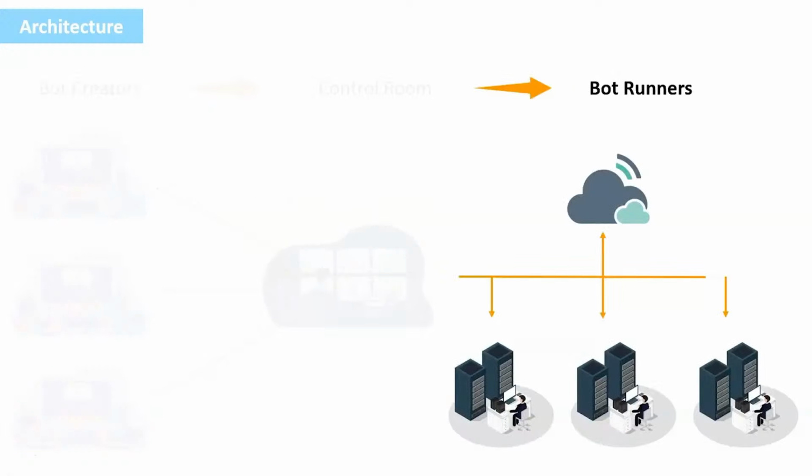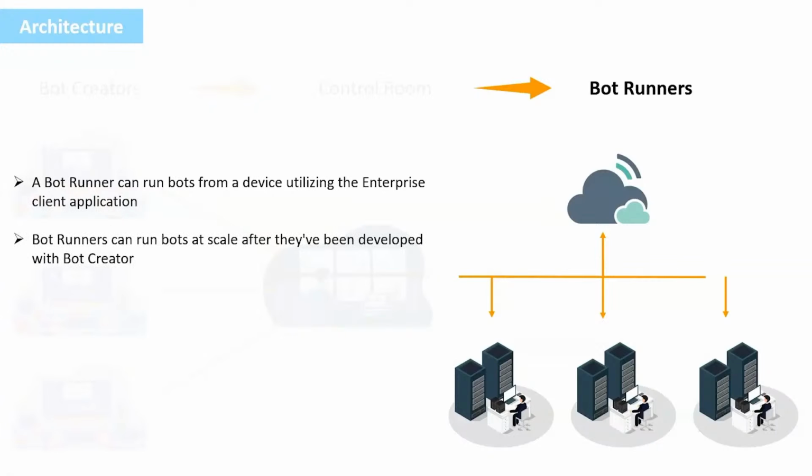Bot runners. A bot runner has the ability to run bots from a device utilizing the enterprise client application. The device is registered with the enterprise control room after the bot runner users log in for the first time, and the user can deploy bots on that device. Bots are run by the bot runner, which is a software machine. Bot runners can run bots at scale after they have been developed with bot creator.